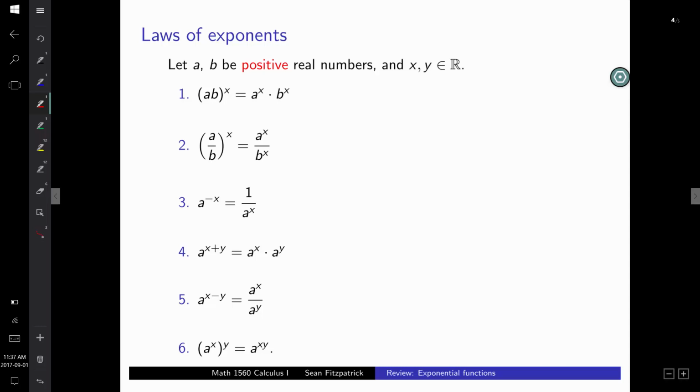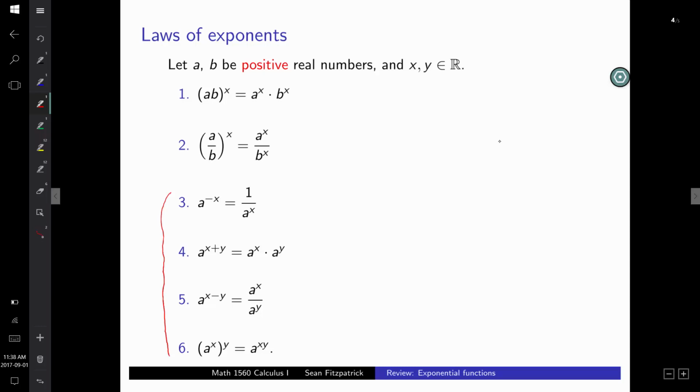Sometimes you deal with cases where you have two different bases raised to the same power. So if you have a power that is being attached to a product or a quotient, you can distribute it across that product or quotient. You do see that come up from time to time. The ones that are most relevant for a particular exponential function are these guys here, 3 through 6.